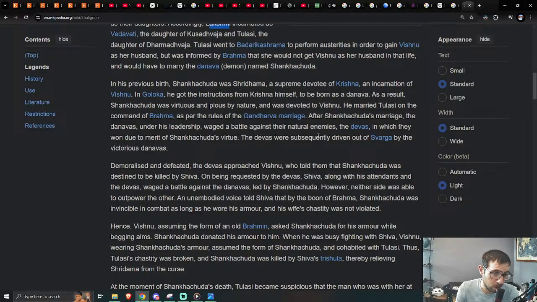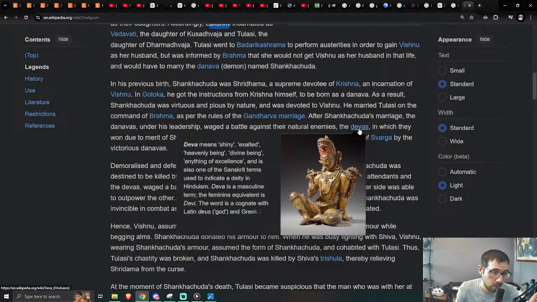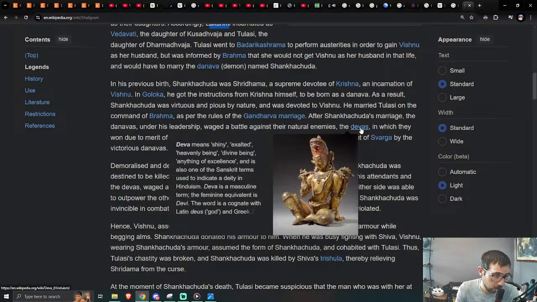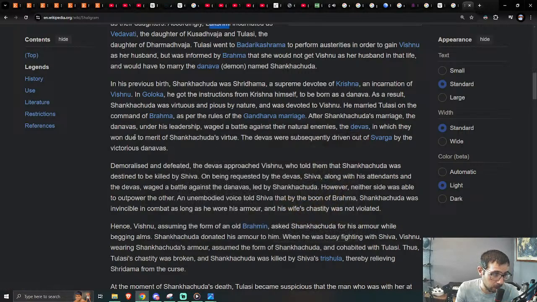The Devas were subsequently driven out of Svarga by the victorious Danavas. Devas means shiny, exalted, heavenly being, divine being, anything of excellence. So Shankashuda waged a battle against the Devas, who are considered gods, basically, in which they won due to the merit of Shankashuda's virtue. The Devas were subsequently driven out of Svarga by the victorious Danavas.